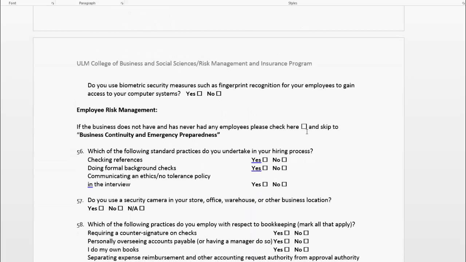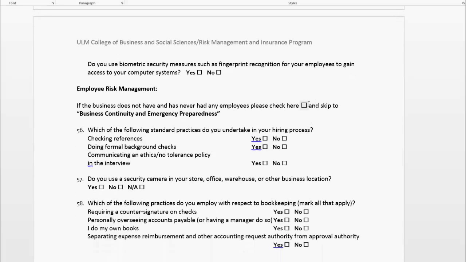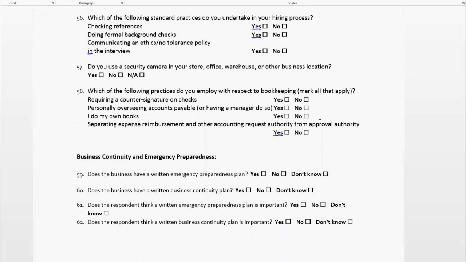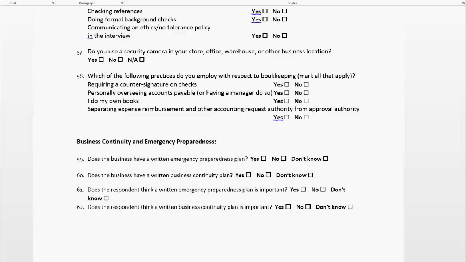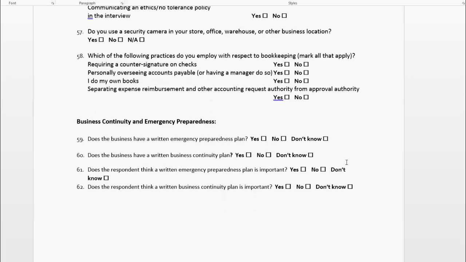But the same thing, you're already going to know whether they have any employees. If they don't, click here and skip down to business continuity. And you'll say, does the business have a written emergency plan? Yes, no, they don't know, etc.